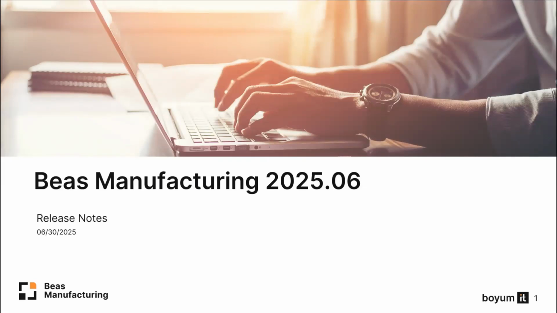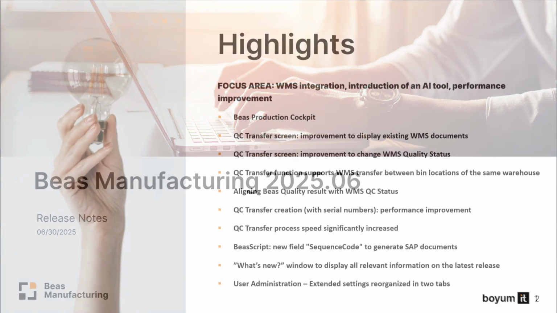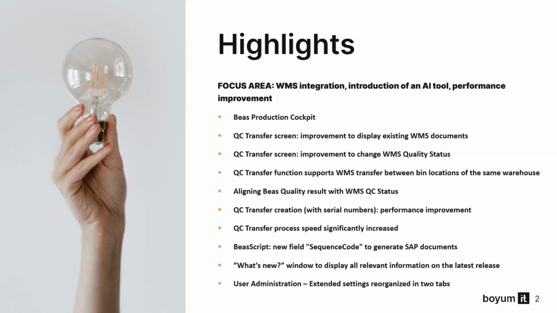Hello and welcome. In this video we're going to look at all the major improvements and fixes of Beas Manufacturing 2025.06. Some of the main focus areas of development of Beas for the first half of 2025 is the improvement of WMS quality status integrations in Beas quality control, various performance improvements in quality transfer, the introduction of a new Production Cockpit and many more. Let's see all these in detail.